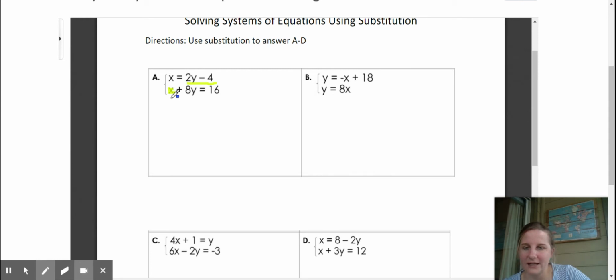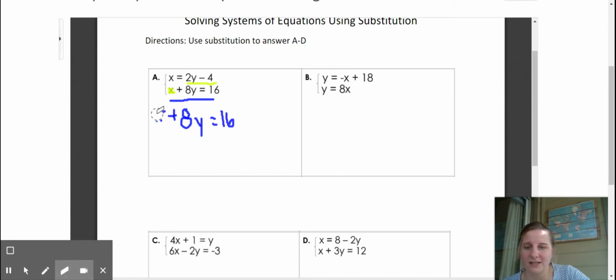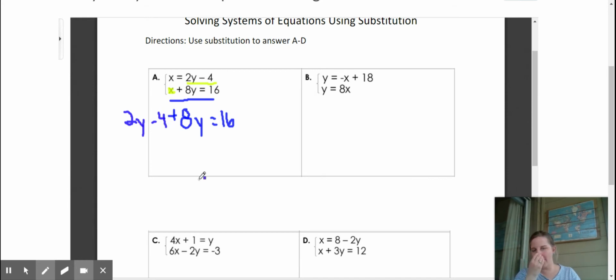I'm going to rewrite this equation right here. So here we go. x plus 8y equals 16. Now, I can go ahead and erase my x, and instead of x, I'm going to go ahead and write that 2y minus 4. Okay, so now I have all of that. Now this is an equation I just need to solve.